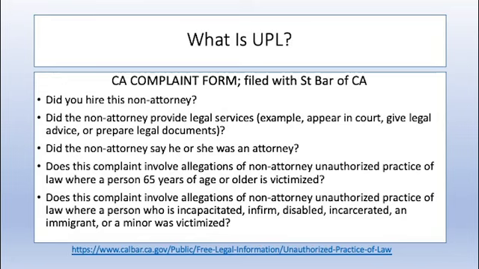Does this complaint involve allegations of a non-attorney unauthorized practice of law where a person 65 years of age or older is victimized? And does the complaint involve allegations of a non-attorney unauthorized practice of law where a person who is incapacitated, infirm, disabled, incarcerated, an immigrant, or minor was victimized? So you can see that they have actual areas where they would consider, I think, hot button items, which is someone who is 65 years of age or older, someone who is incapacitated, infirm, incarcerated, an immigrant, or minor.